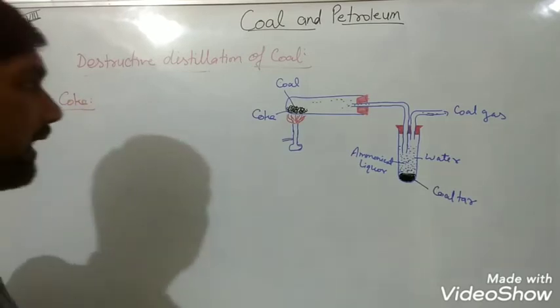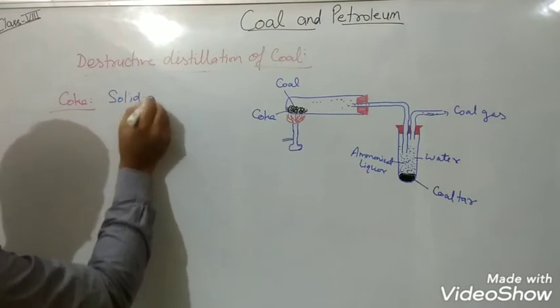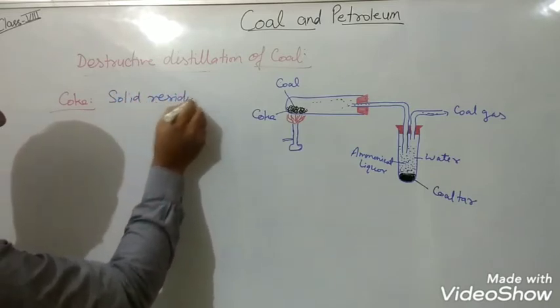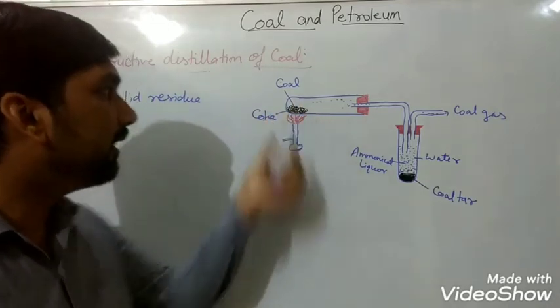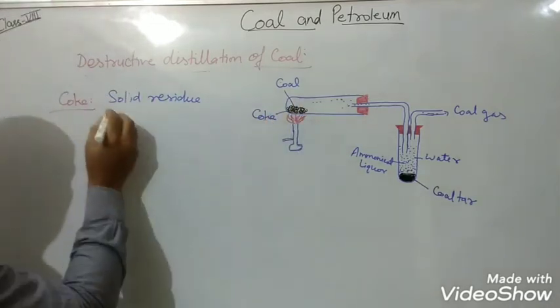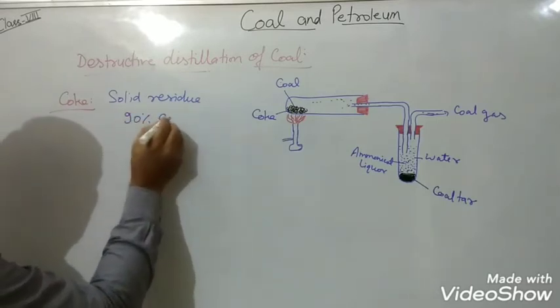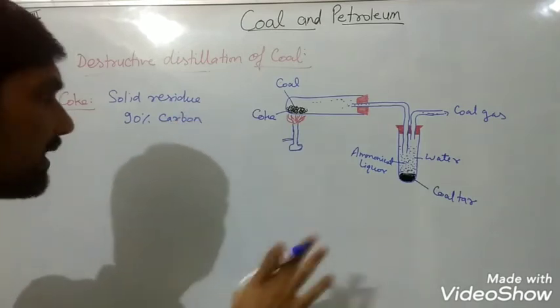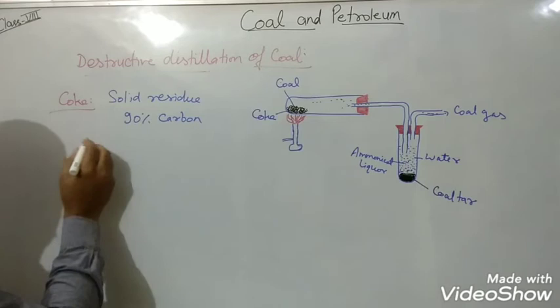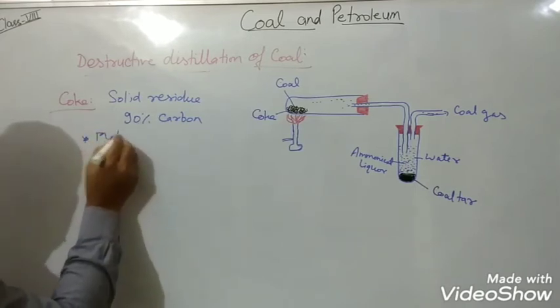So coke is the solid residue left after the destructive distillation, and it is rich in carbon. Nearly about 90% carbon is present in this coke, and this coke is used in various fields, like the metal extraction.